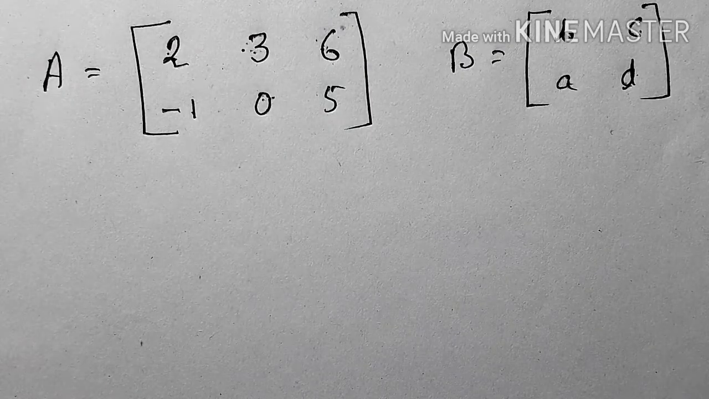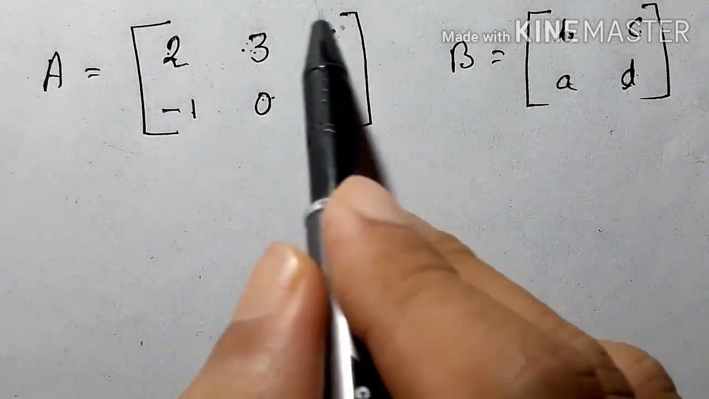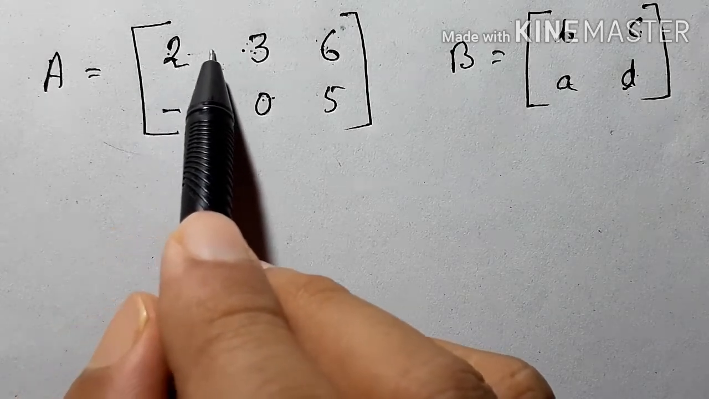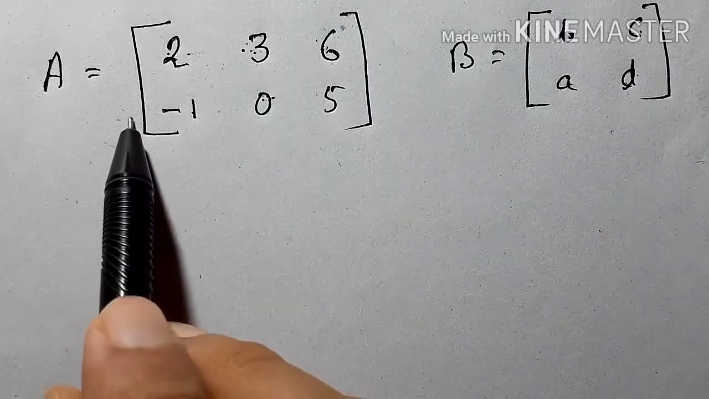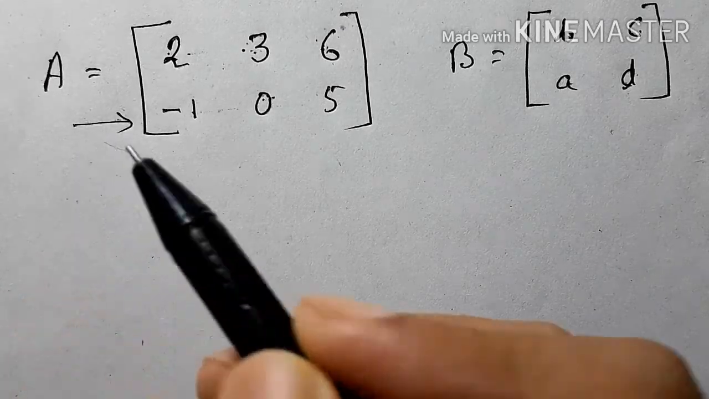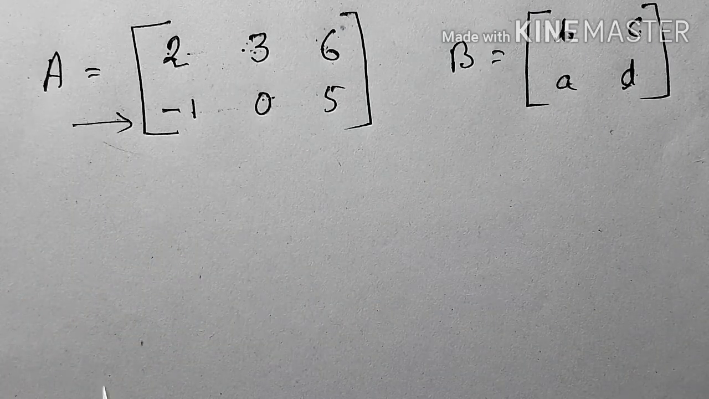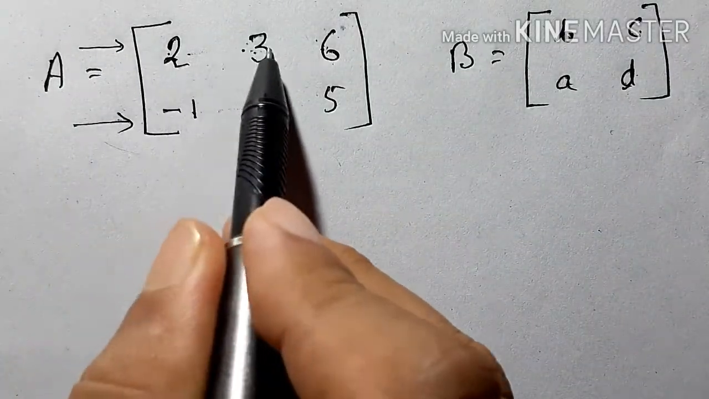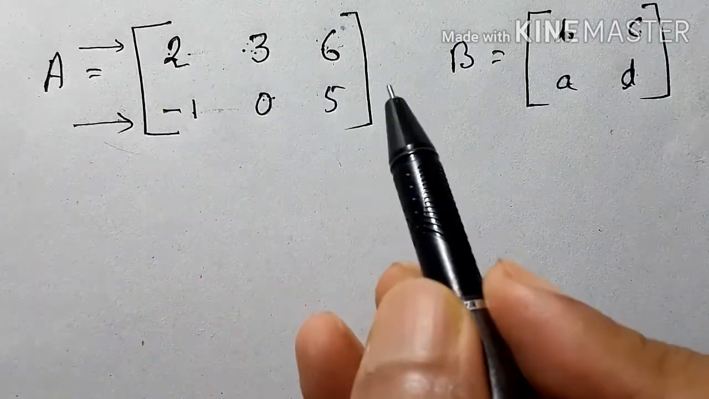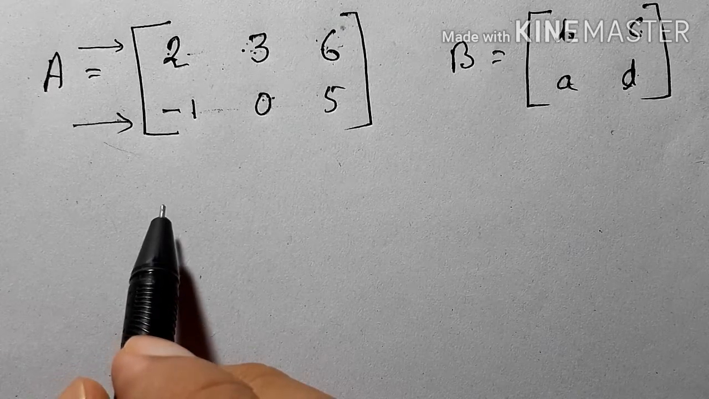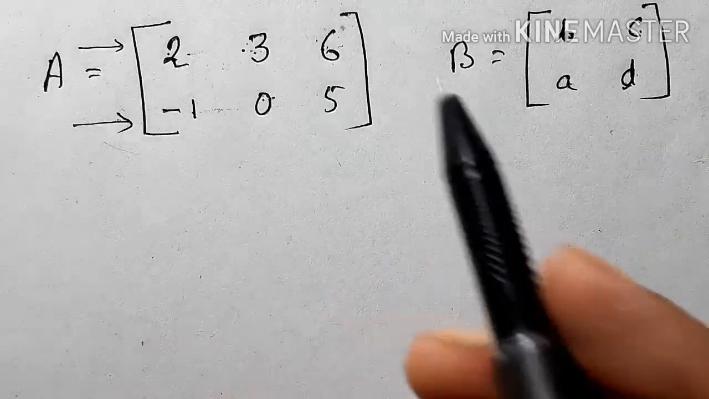Now, row of the matrix. Row, in this example, we can see there are two rows. This one is row number 1, this one is row number 2. That is horizontal lines. This one is horizontal line, this one is horizontal line. So there are two rows. Okay, number of rows.